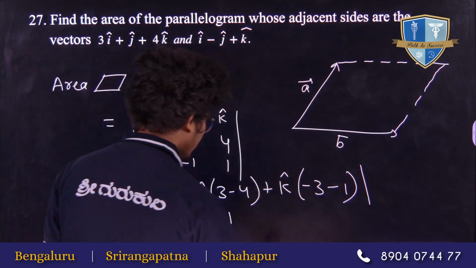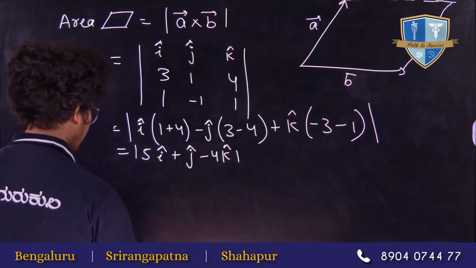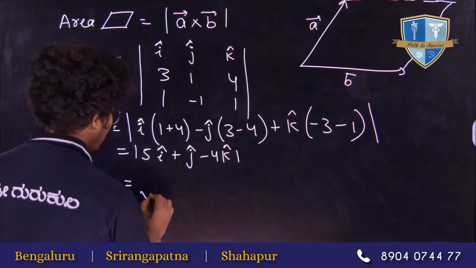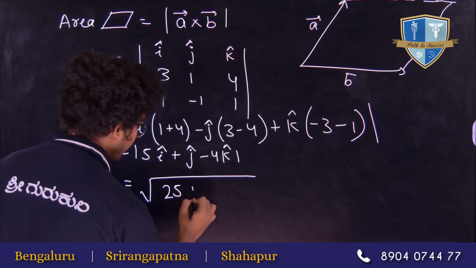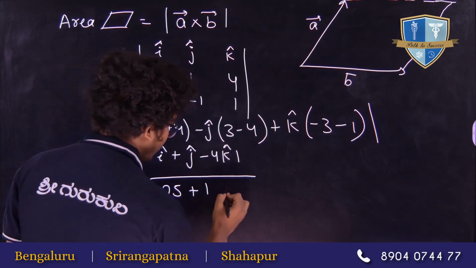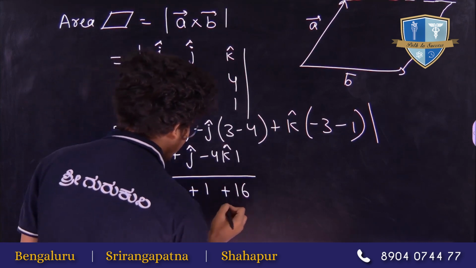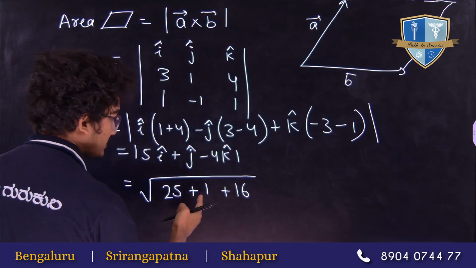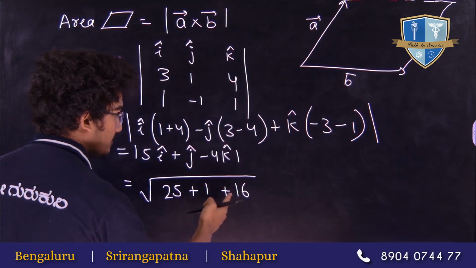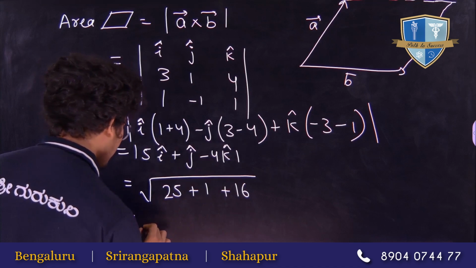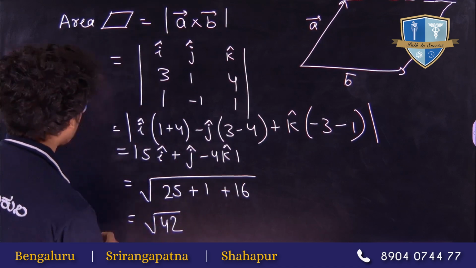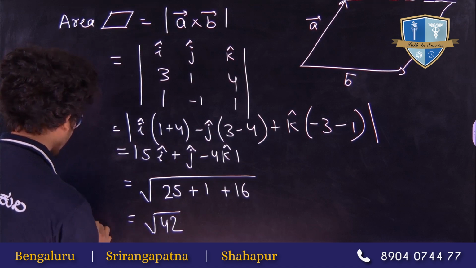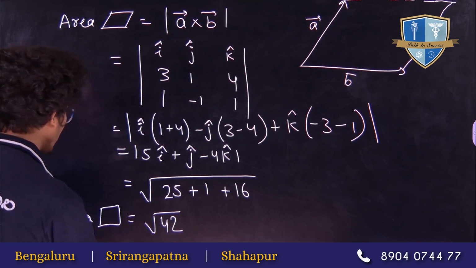Now the magnitude of this vector will be root of 5 square, which is 25, plus 1 square, plus minus 4 square, which is 16. So 25 plus 1, 26, 36 plus 6. So root 42. So the correct answer will be: the area of the parallelogram will be root 42.